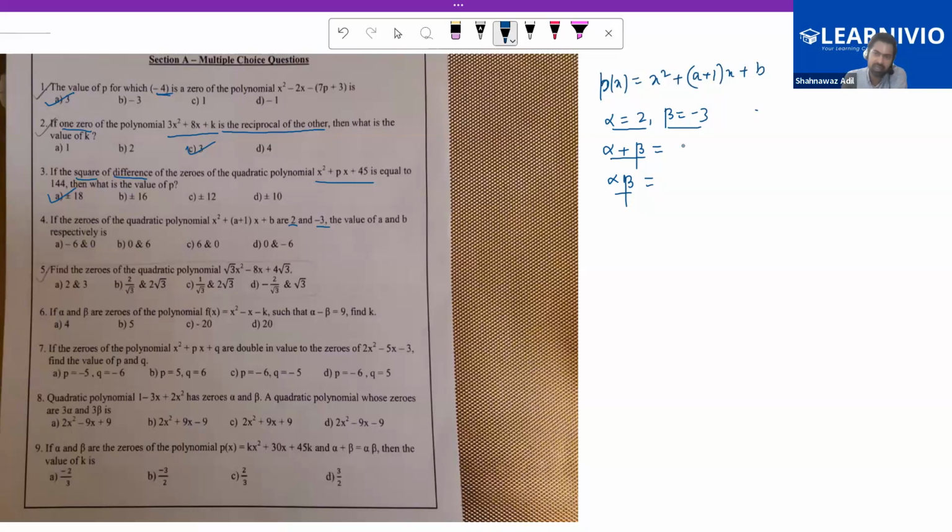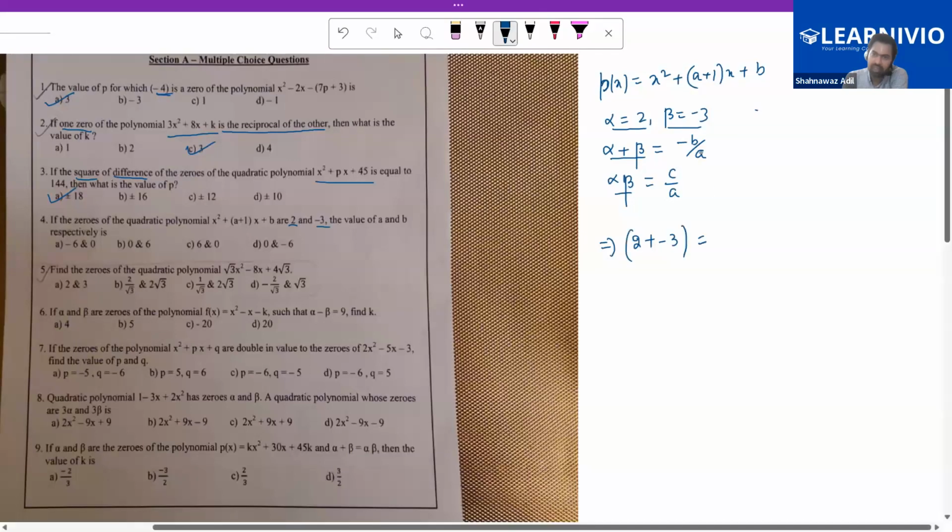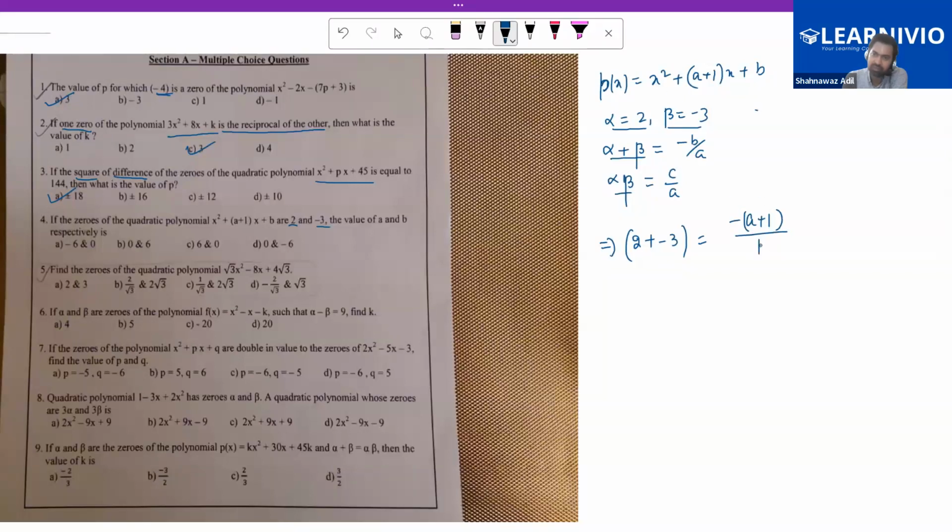So alpha plus beta would be minus b by a, and alpha into beta is c by a. So alpha plus beta, how much would that be? That would be 2 plus minus 3, right? And then minus b, so minus of (a plus 1) divided by a, which is 1. Clear? So 2 minus 3 is minus 1, and then minus of (a plus 1). Minus minus cancels, so this is a plus 1. So a is 0.